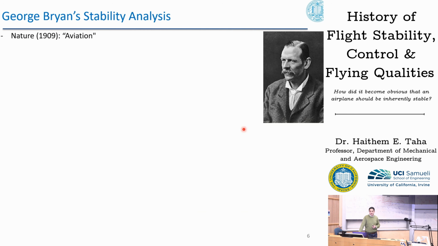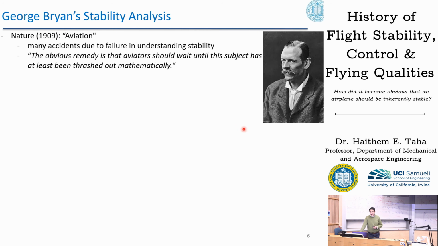Here is one of his first papers on the topic, in Nature, 1909, under the title Aviation. In this paper, he counted many accidents due to failure in understanding stability. And this is what he wrote: "The obvious remedy is that aviators should wait until this subject has at least been thrashed out mathematically." Of course, this is funny because engineers would never wait for a mathematician to solve the problem, right? They have to move on.